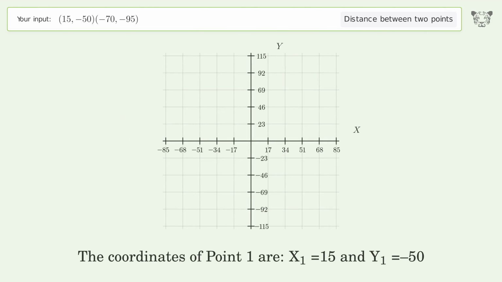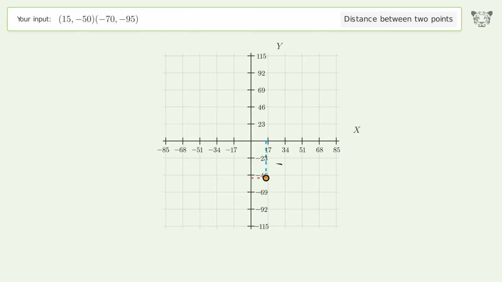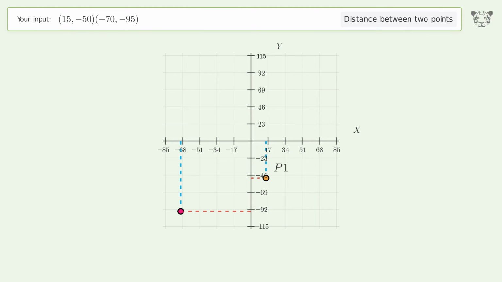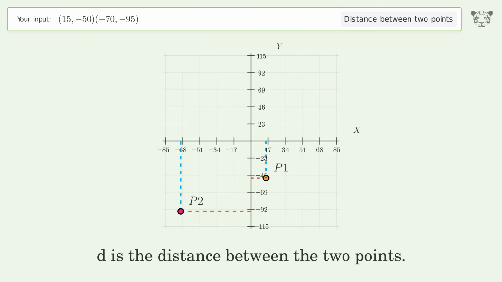The coordinates of point 1 are, x1 equals 15 and y1 equals -50. The coordinates of point 2 are, x2 equals -70 and y2 equals -95. D is the distance between the 2 points.